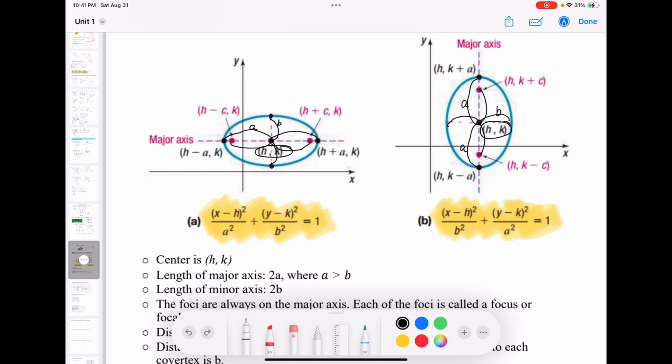Okay, so which is the same part? On the top and the right hand side 1. The only difference is the position of A and B. So in the first graph, we have the A under the X because the major axis is horizontal. And in the second one, the major axis is parallel to the Y, so A is under the Y. Okay, this is the shortcut to help you memorize our formula.